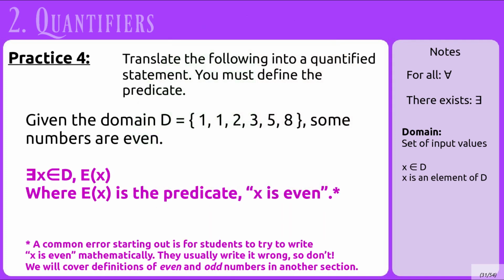You should have written, there exists some x in D such that E of x, where E of x is the predicate, x is even. Now note that a common error starting out is for students to try to write "x is even" mathematically. They usually write it wrong, so don't even try. For now, for statements like these, just stick to writing it as an English sentence as part of the predicate. We will cover definitions of even and odd numbers in another section.